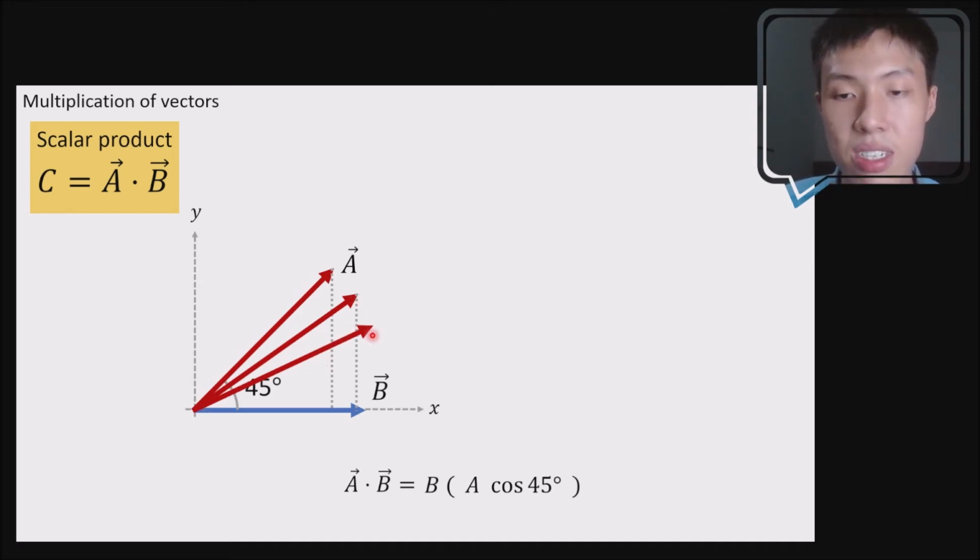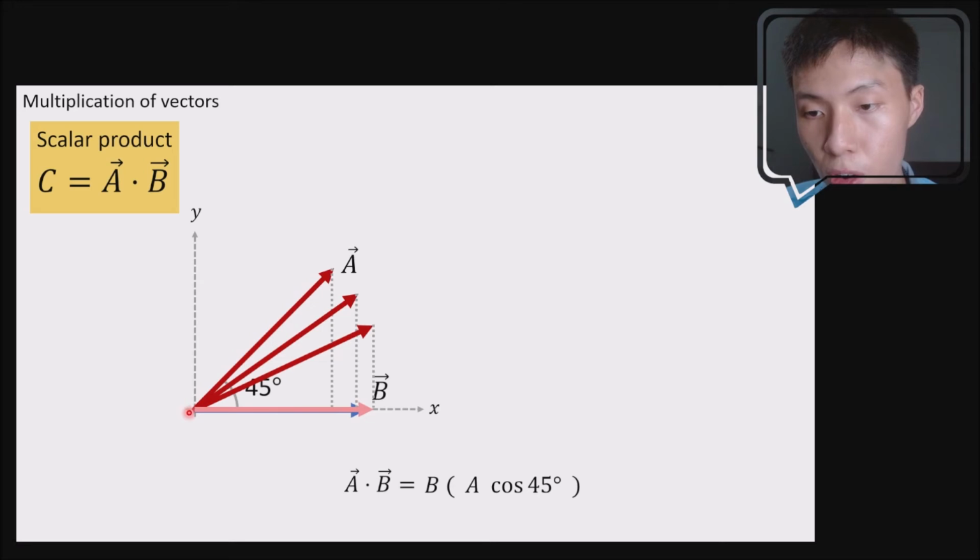This A here has the same magnitude, but I'm decreasing the angle 10 by 10. So right now here is 25 degrees. If we find the component of A which is parallel to B, you'll find that it's now even longer than before. Before it's until here, now it's until here, even longer.